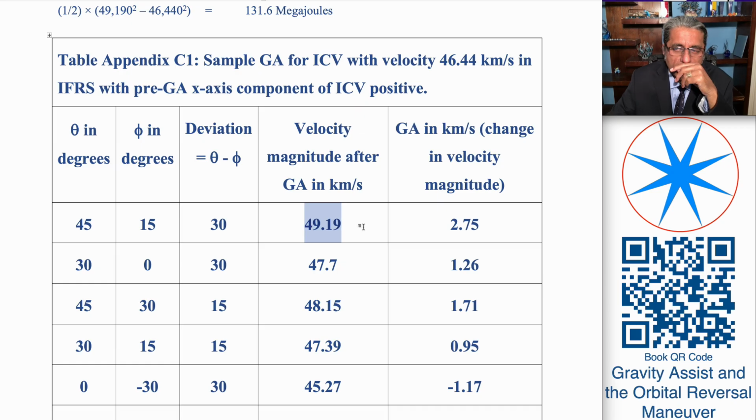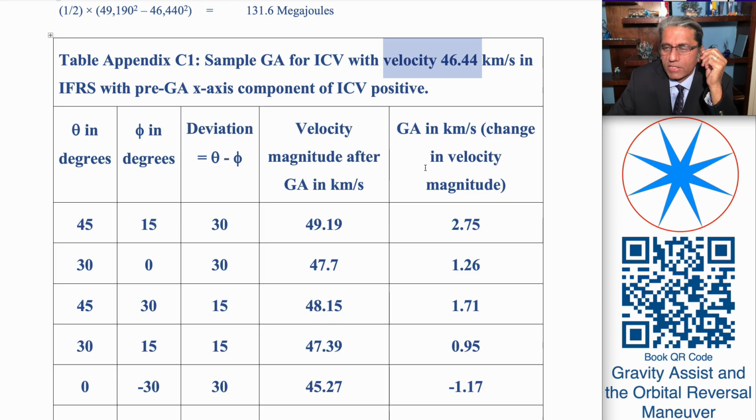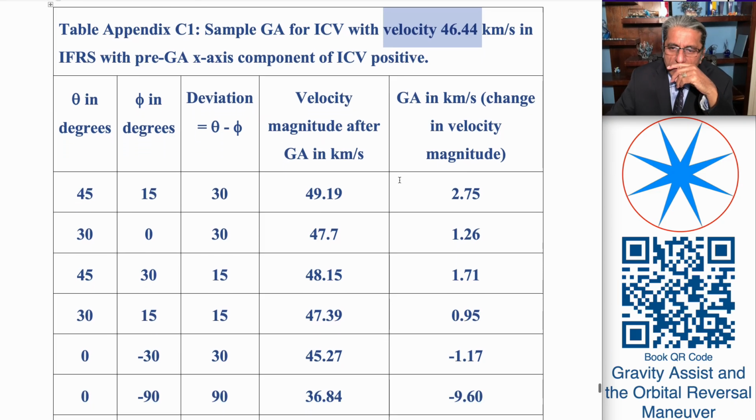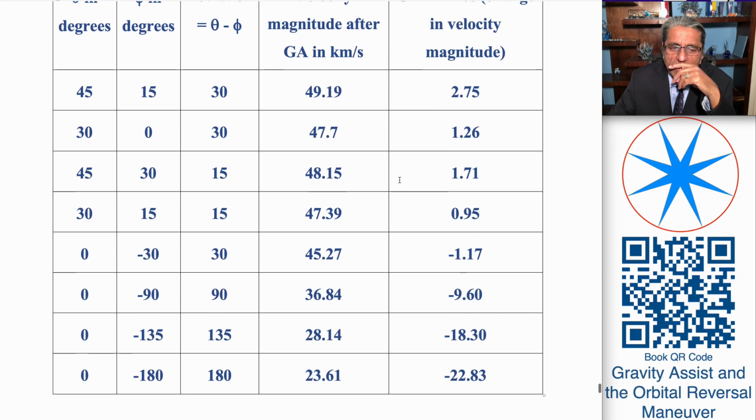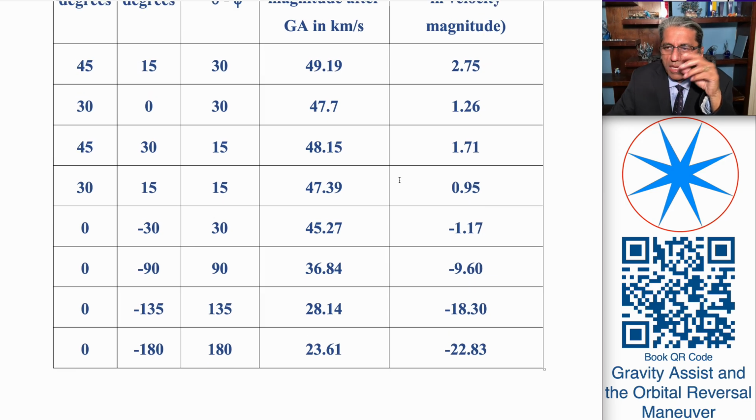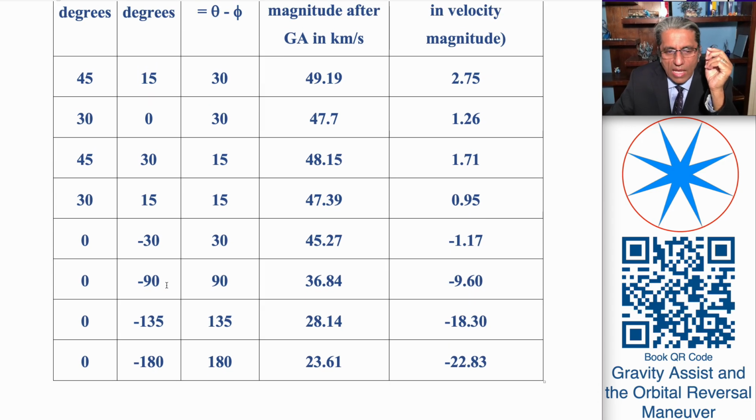And now, why did I say that the velocity of the spacecraft was 46.44? That was because the spacecraft was assumed to have been assembled at a certain distance from the sun and then sent in an orbit which was towards Venus. And similarly, for different theta and phi's, you get different amounts of gravity assist.